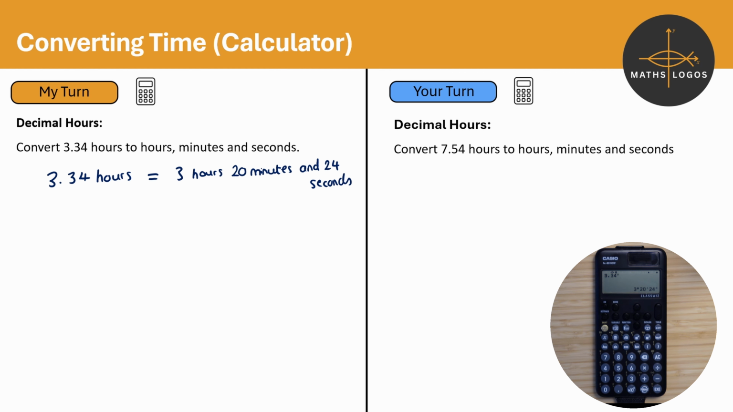Now I'll give this question a go. So 7.54 hours is equal to 7 hours, 32 minutes, and 24 seconds.